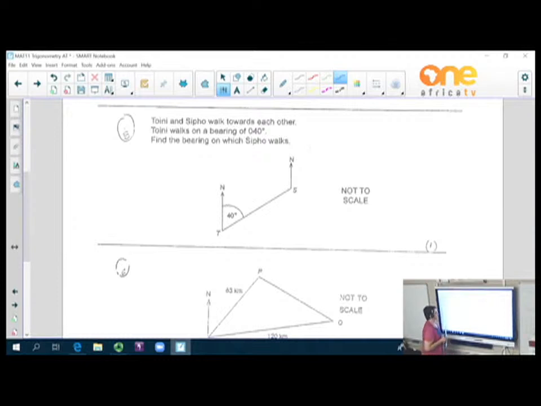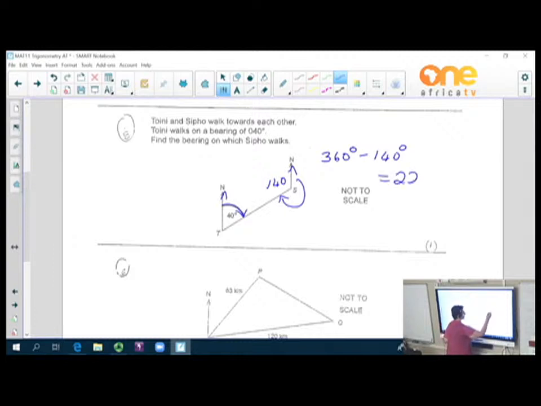Bearings is also still a problem. 20 and Sipu walk towards each other. 20 walks on a bearing of 40 degrees north clockwise. Find the bearing on which Sipu walks. Now, this is the bearing that we need to find, north clockwise. This one is 140 degrees because it's parallel lines, co-interior angles, but that's not what you want. You want this one. So it is 360 degrees minus 140 degrees, and my answer for that one is 220. Very few had it correct.